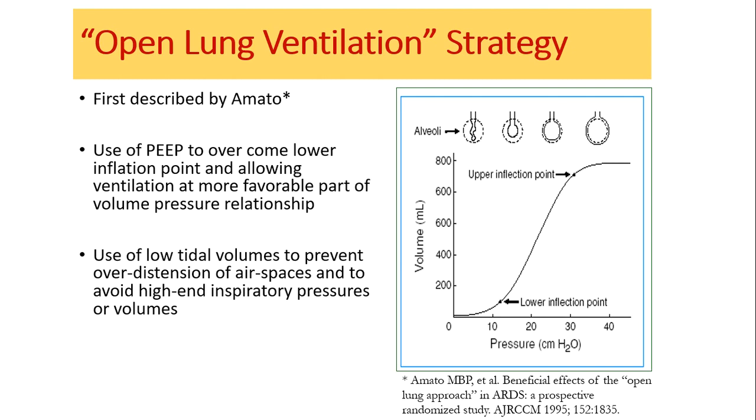So that's the reason why this strategy was proposed, that we should have an open lung ventilation strategy, first described by Amato, where it wanted to use PEEP to overcome the lower inflection point and allow ventilation between the upper and lower inflection point. The more alveoli you recruit, the better the oxygenation. That is the concept behind it. But how do we get to this? We'll come to that.